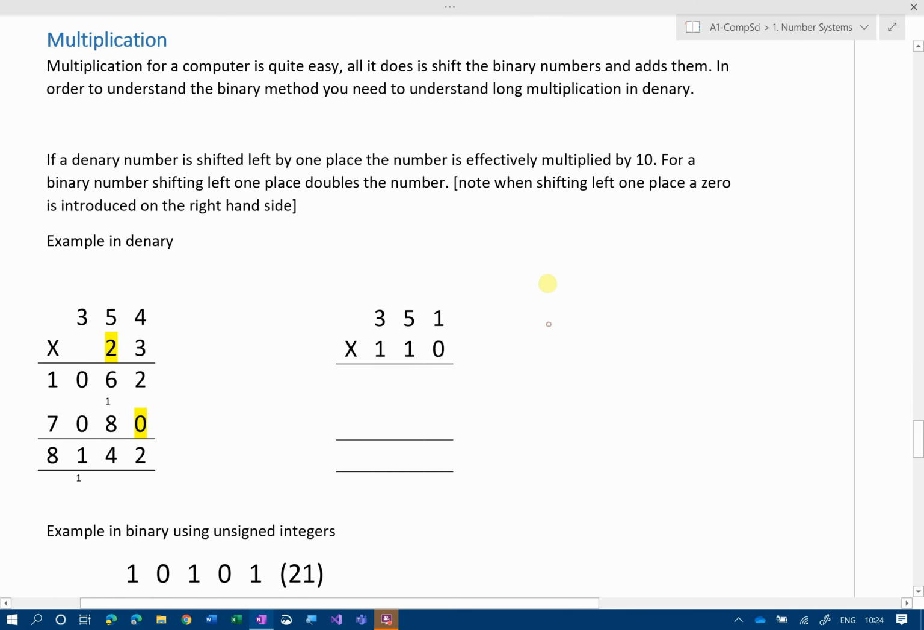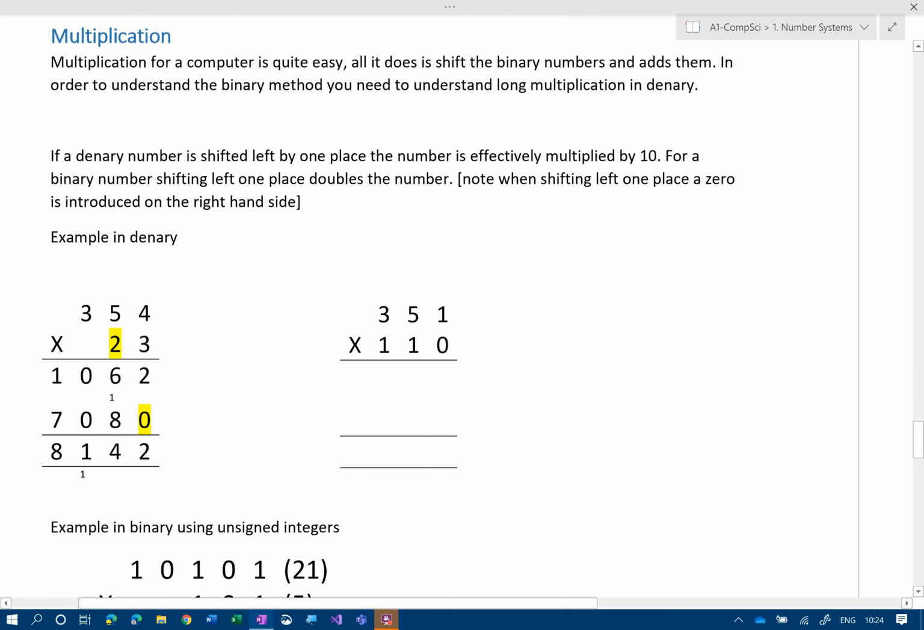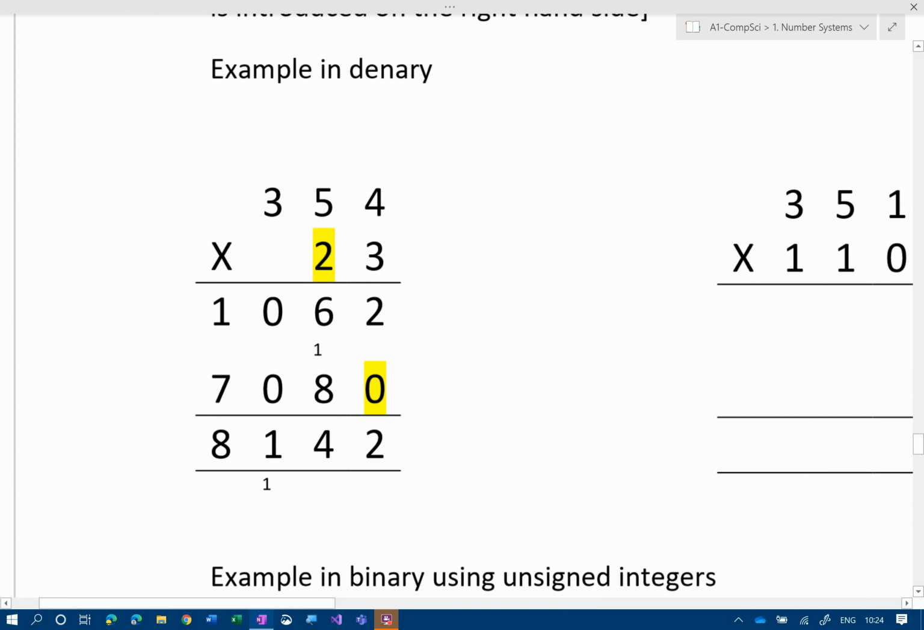Okay, next bit is multiplication. Now, multiplication is something that you get taught different ways at school. This is the way that I was taught how to do it. Shift and add. Okay, and this does make sense. Now, the way I do it, if I've got 354 times 23.